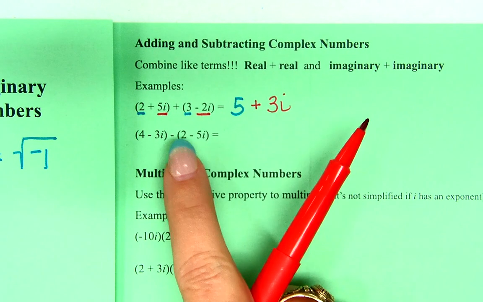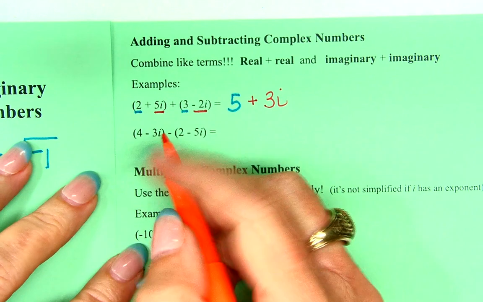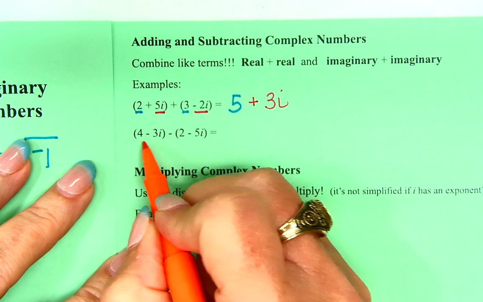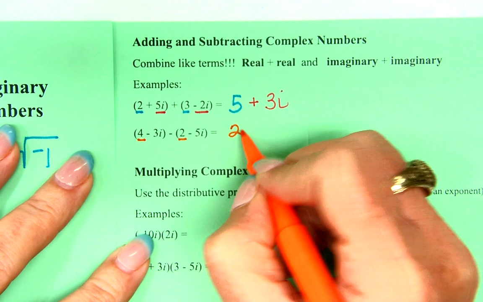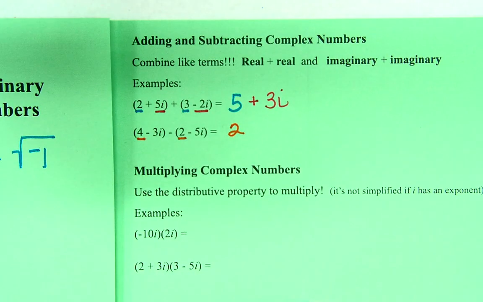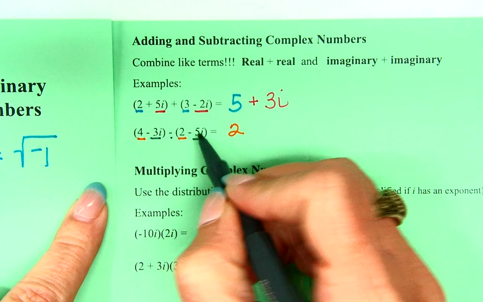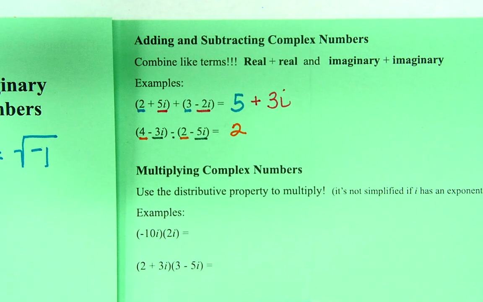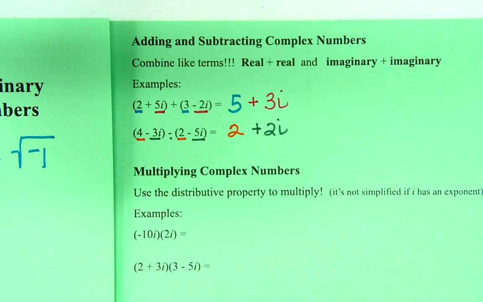Okay? So what about this one? This is subtraction, right? So what do I do here? 4 minus 2. What is 4 minus 2? 2. And then what is negative 3i minus negative 5i? That's plus 2i, isn't it? Because it's a minus and negative 5i, right? Okay so far?